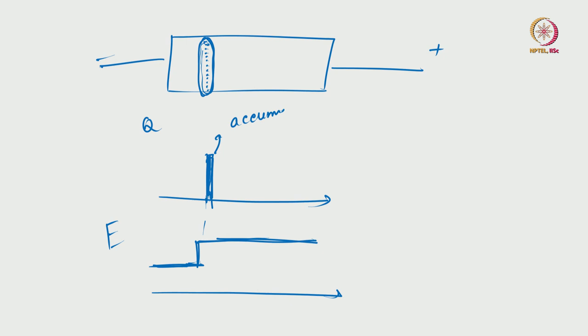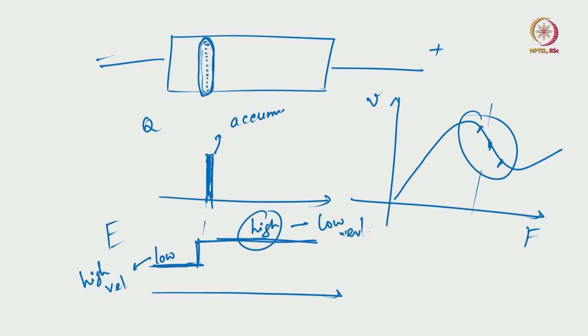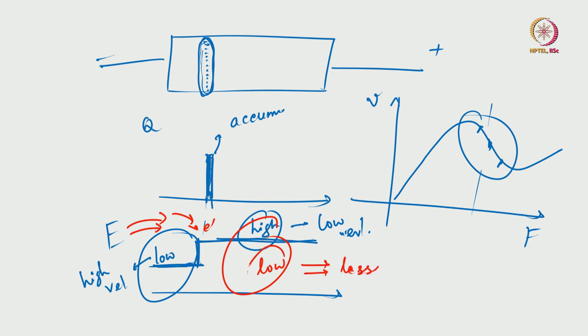So you have an electric field step here, where the field is low on one side and high on the other. Now recall the velocity field curve: velocity increases and then decreases. Considering these points, with a lower electric field I have a higher velocity, and with a higher electric field I have a lower velocity. So I am bringing in more electrons here, but taking out fewer electrons on the other side, because there is a lower velocity there.